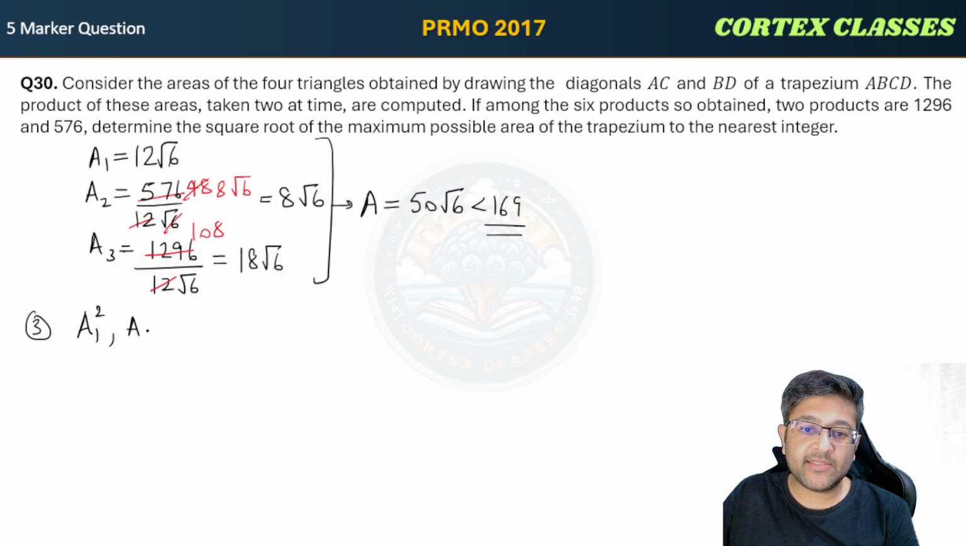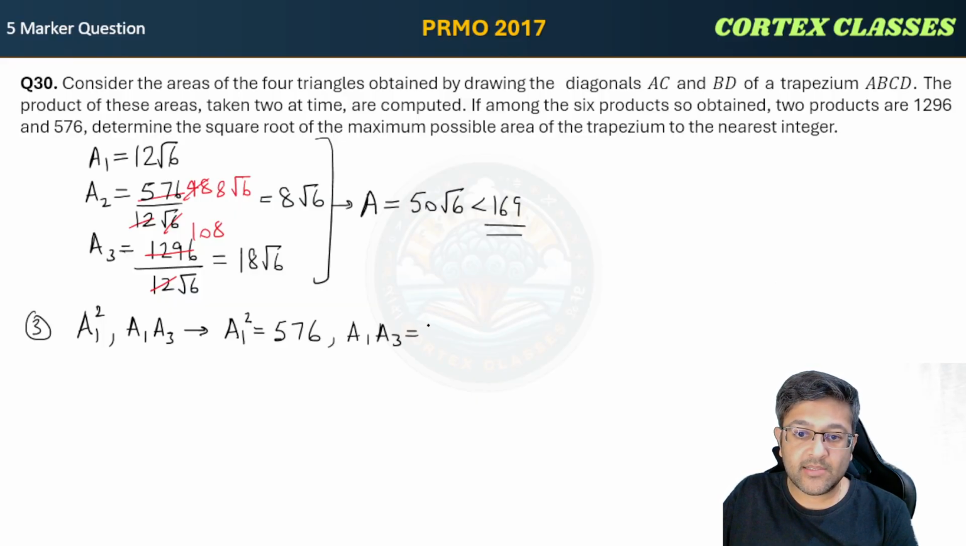Third case is a1 square and a1 a3, right? So a1 a3 is obviously greater. So in this case, what is going to happen? a1 square is 576, right? And a1 a3 is 1296.